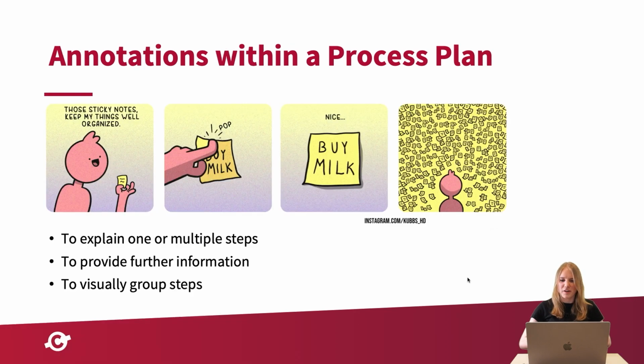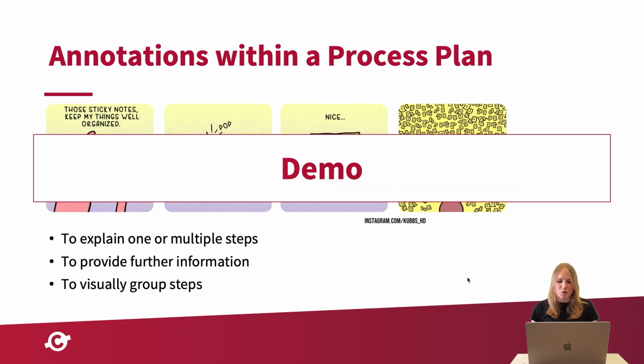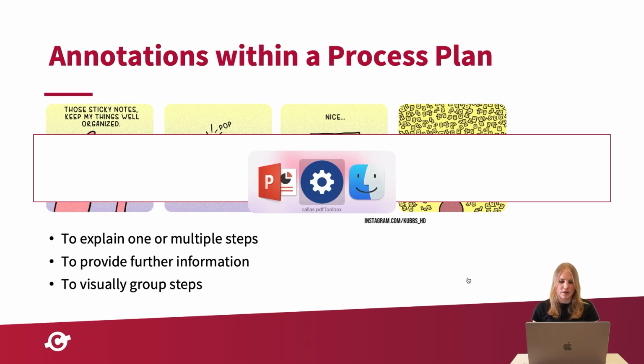So we provide you a solution for this problem, and that is the annotations in a process plan. So you can use the annotations to better explain or better document your work or multiple steps in a process plan. You can also provide further information to that, or you can also visually group steps in a process plan to make it more structured. So let me show you also in pdfToolbox how you can do it and where you can find it.